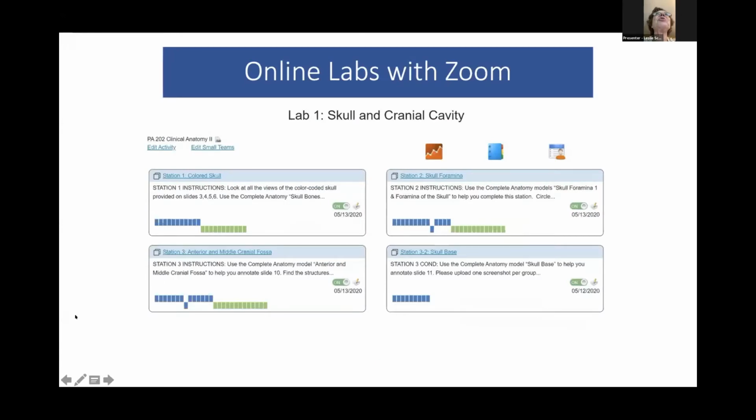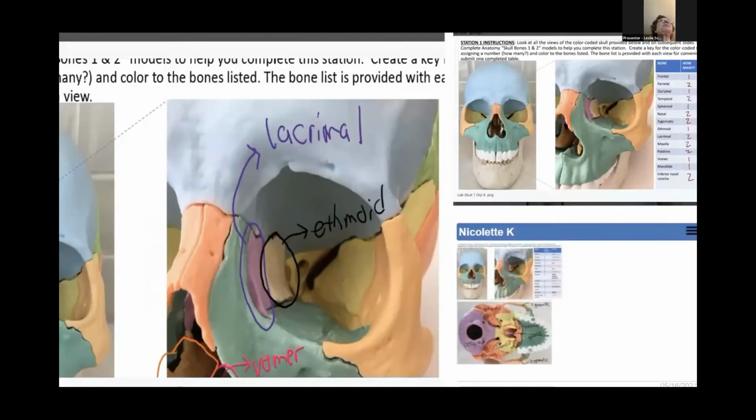So with COVID, of course, everything went online, including labs. Instructors tried to replicate the station-based approach that they'd used in face-to-face labs. This is an example of an online lab. The blue boxes are the instructor's prompts, station by station. Next slide.